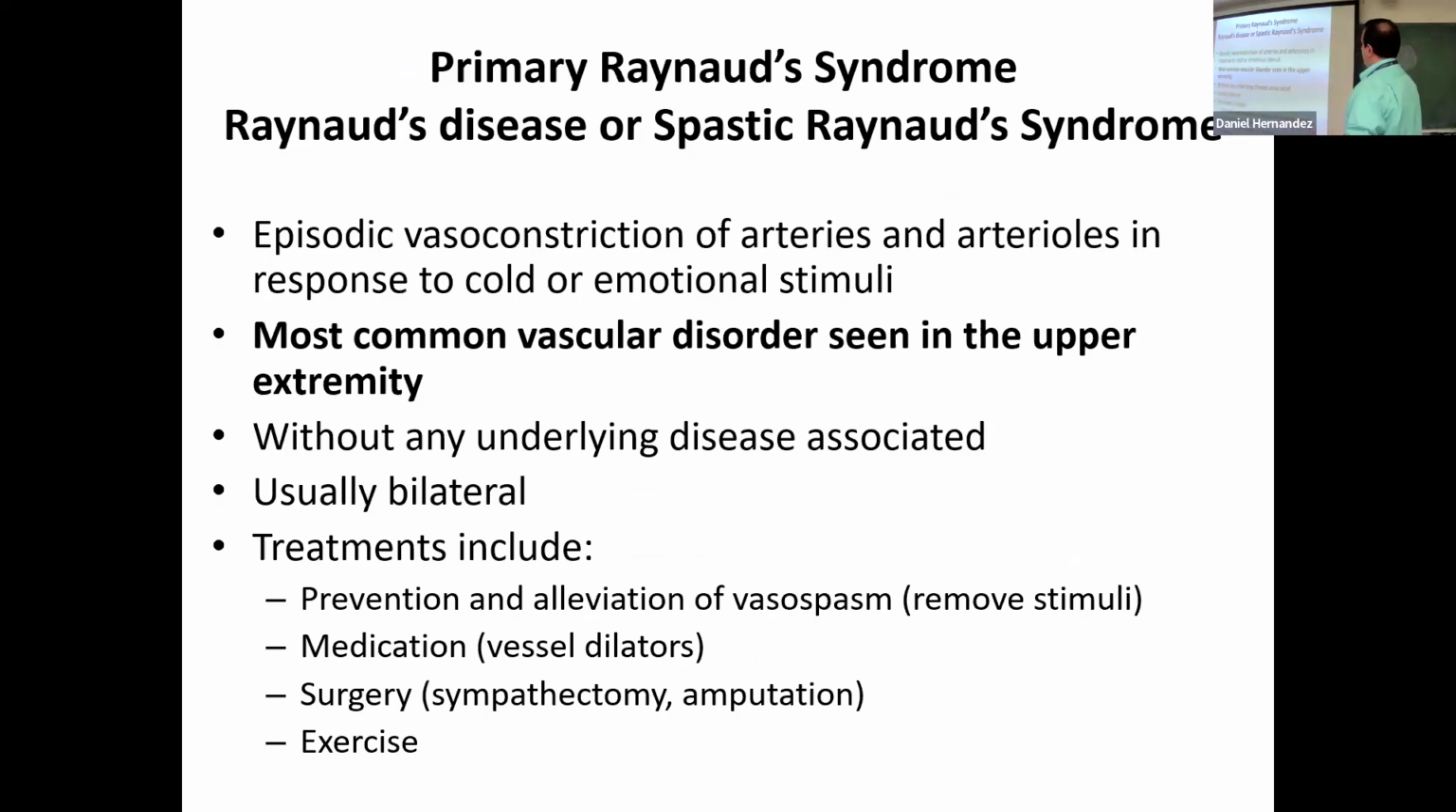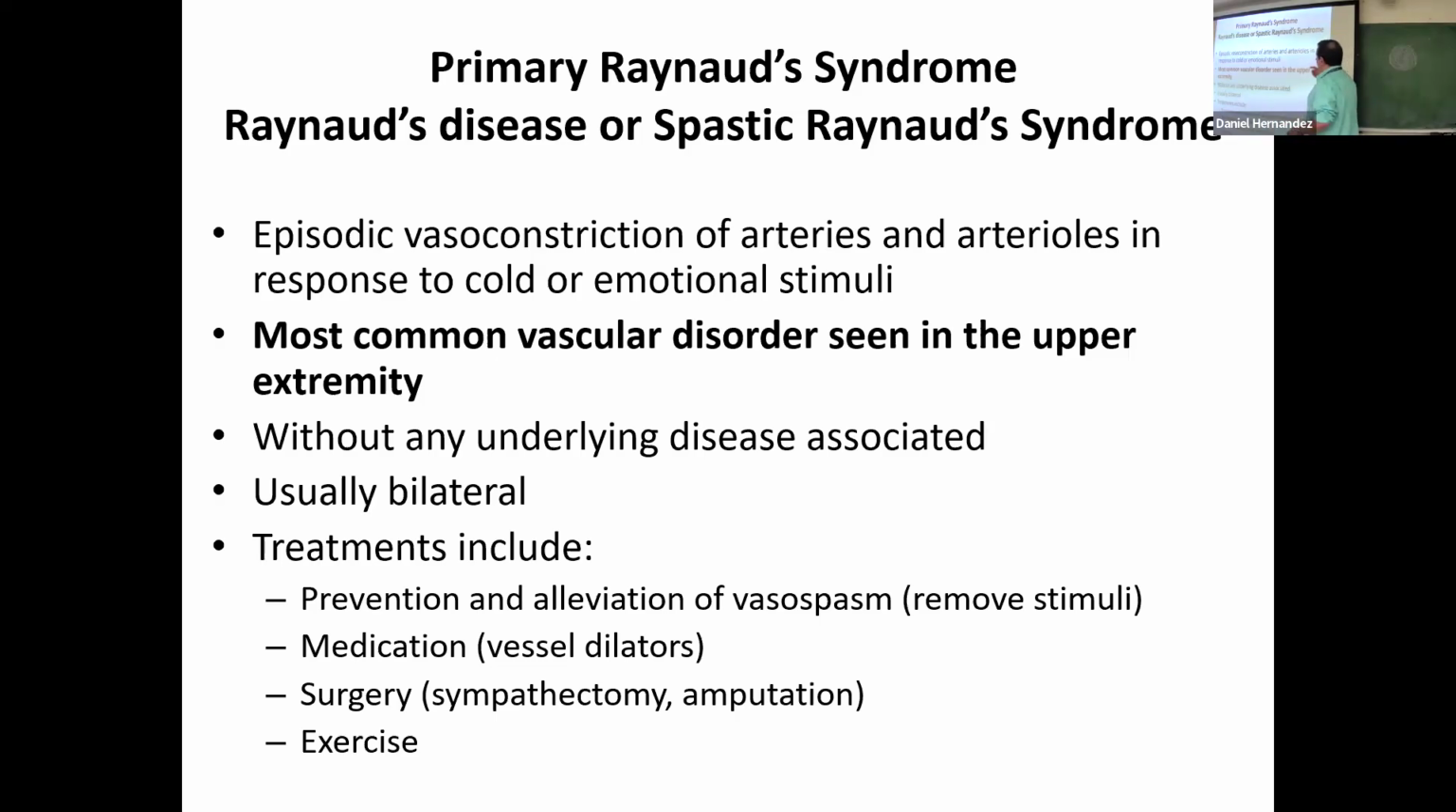Raynaud's disease versus Raynaud's syndrome. It's an episodic vasoconstriction of the arteries and arterioles in response to cold stimuli or emotional stimuli. It's the most common vascular disorder seen in the upper extremities. When you get patients that complain their hands are cold or their digits get very numb, they get discoloration, they get very blue or very pale. Same thing with the feet as well. With primary Raynaud's disease, again, it's this condition without any underlying disease associated. It's usually bilateral, so it usually affects both hands.